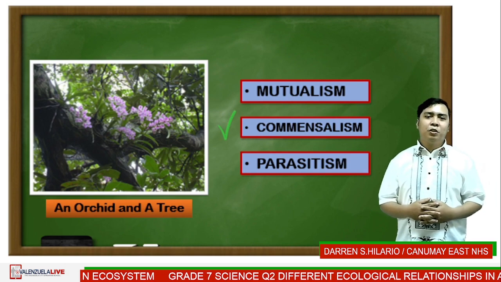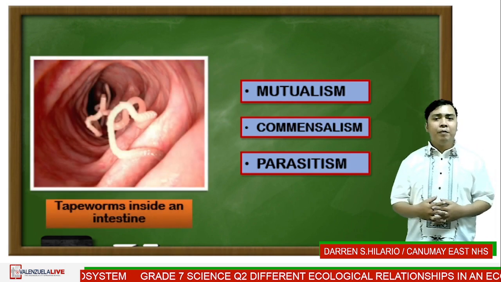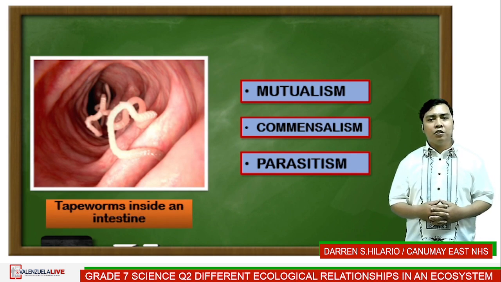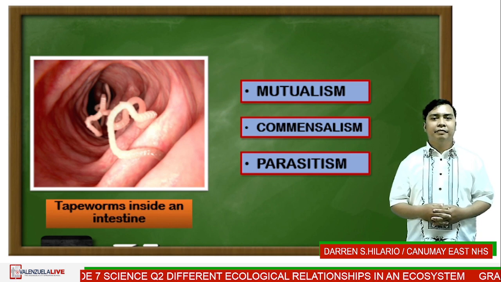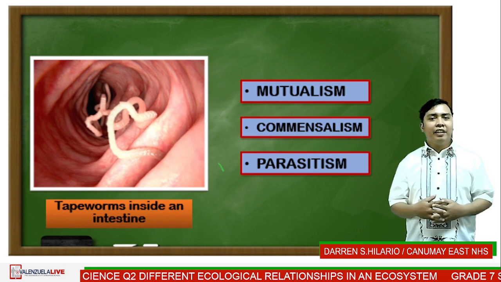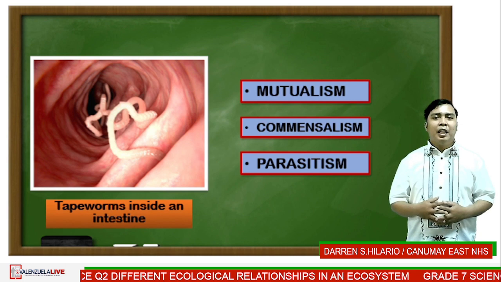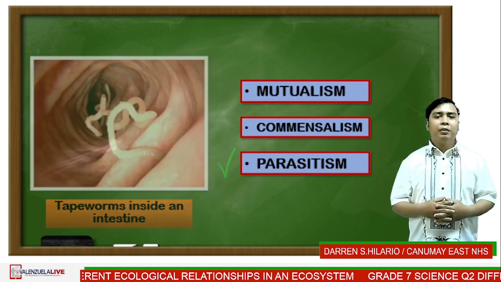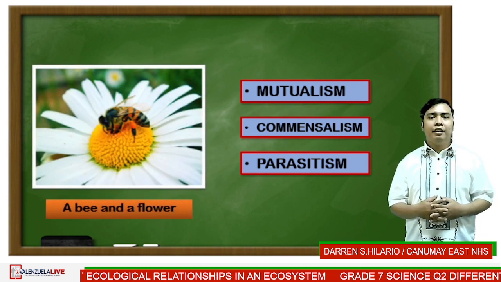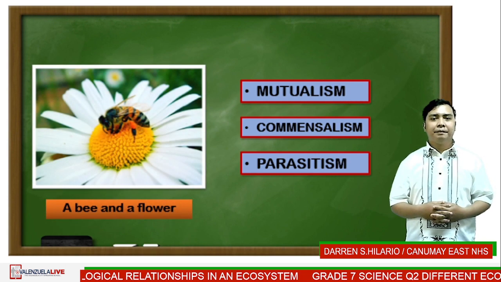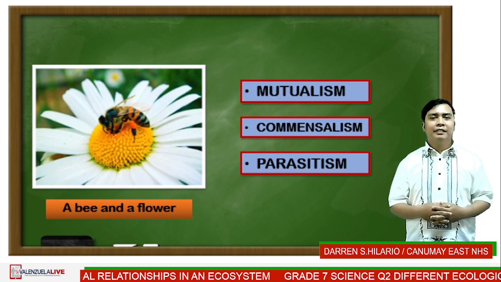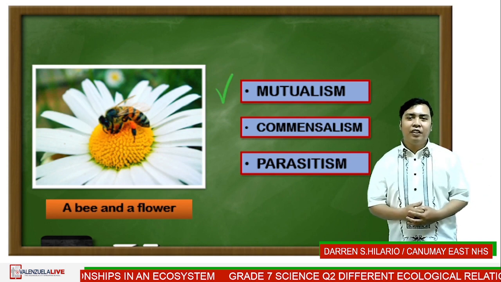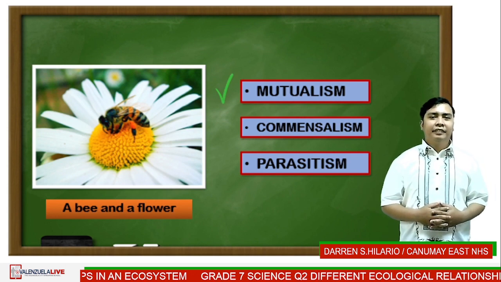Let's have this next picture. The tapeworms inside an intestine. What do you think is the symbiotic relationship? The answer is parasitism. Very good, grade 7 learners. And lastly, what symbiotic relationship happens between the bee and the flower? That's right, it is mutualism. Awesome, grade 7 learners. Keep it up.